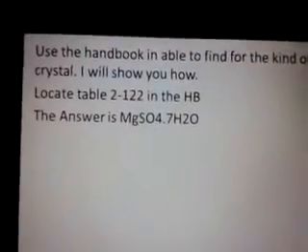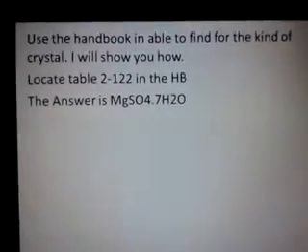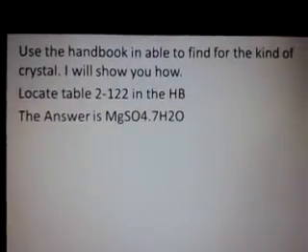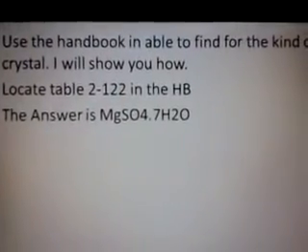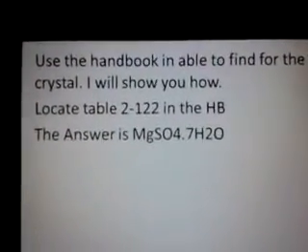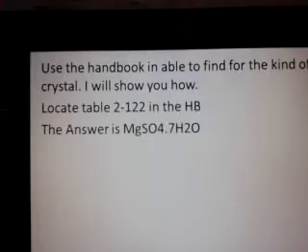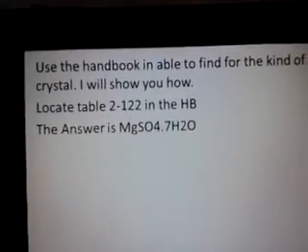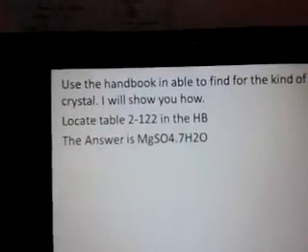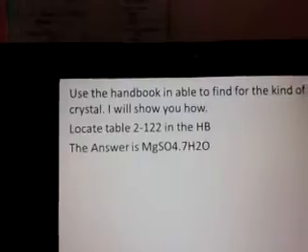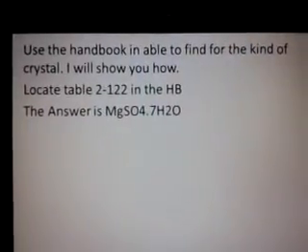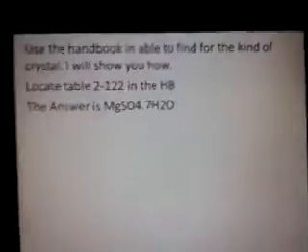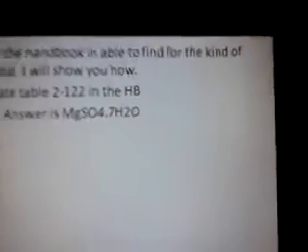So first, use the handbook to find the kind of crystal. I will show you how. First, locate table 2-122 in the handbook. There you will see the answer is MgSO4 7H2O. How did I find that? First, I find the temperature which corresponds to the feed.